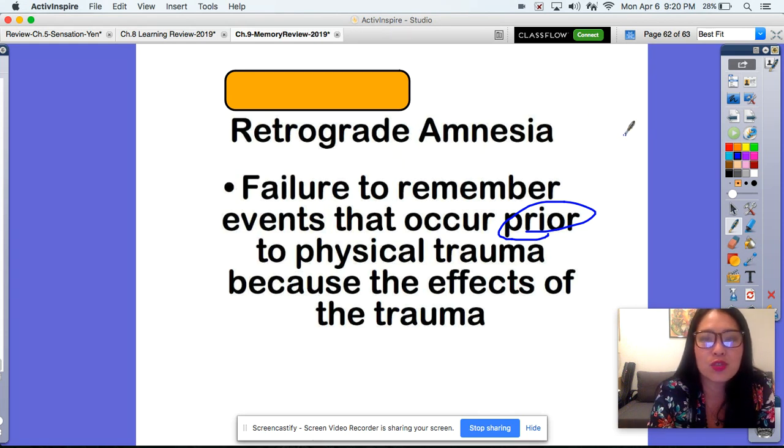Alrighty guys, so that is your lecture for memory. Remember, this one is part of cognition, so it is tied to thinking, language, and intelligence.